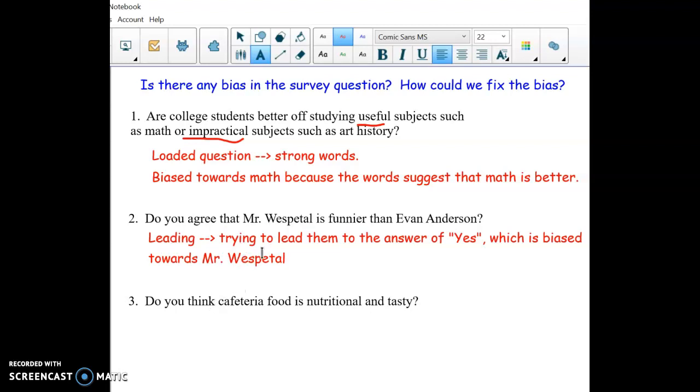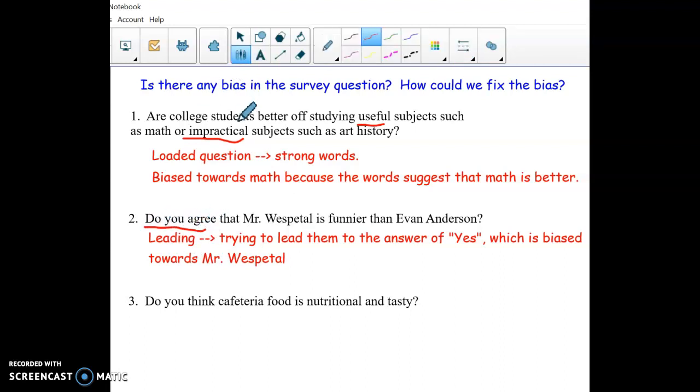As far as fixing them, I should have talked about that in both of these. On the first one, we could fix this by just getting rid of these words. I think that would be okay. Studying subjects such as math or art history. Which are they better off studying, math or art history? And here again, I would want to get rid of this, and then you could just say, who do you think is funnier, Mr. Westphal or Evan Anderson?